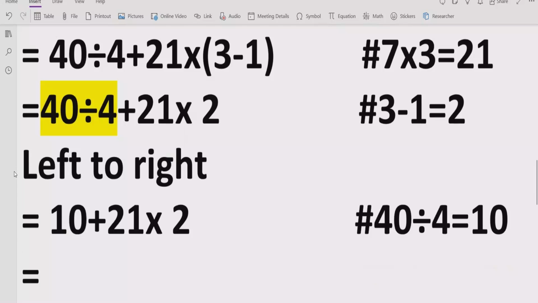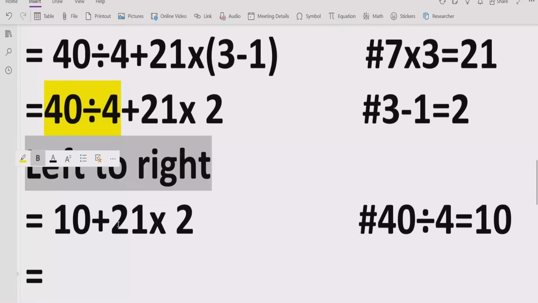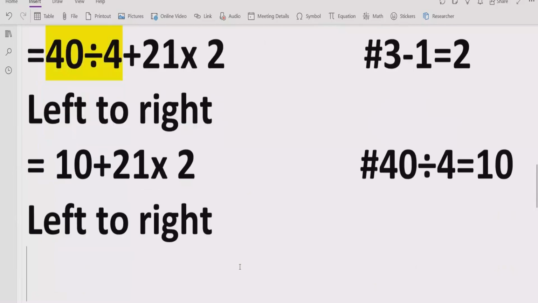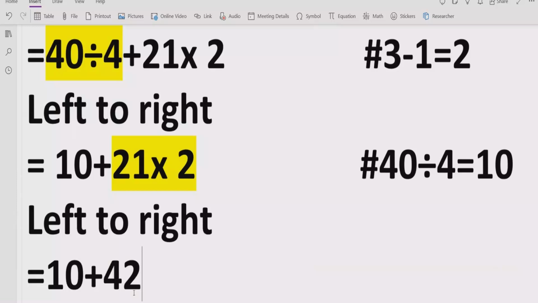Again, we will go left to right in our expression and find multiplication and division. So now we have the multiplication here. So we will solve this one now. 10 plus 21 multiplied by 2, which equals 42, the answer of this multiplication. 21 multiplied by 2 equals 42.